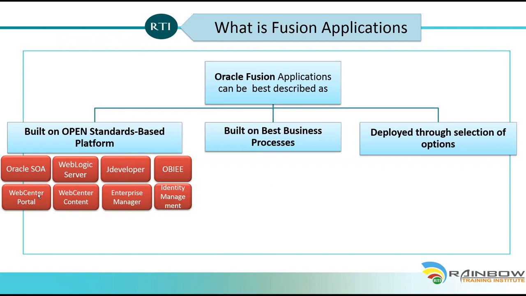WebCenter Portal is where we can create internet websites, enterprise network sites, or social sites for our company, and we can make it run in the Fusion applications, exposed to the outside public. And WebCenter Content is where the content of the enterprise goes, document management, the content of your websites, or the document repository. All of these will be in WebCenter Content.